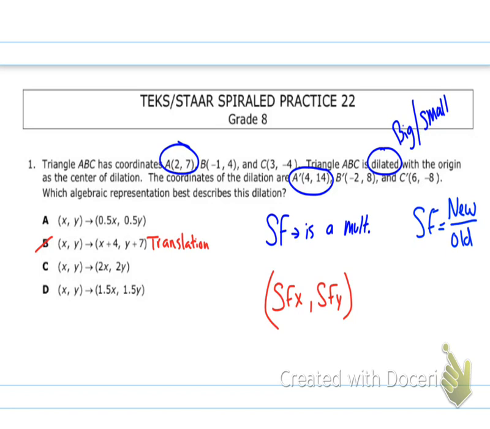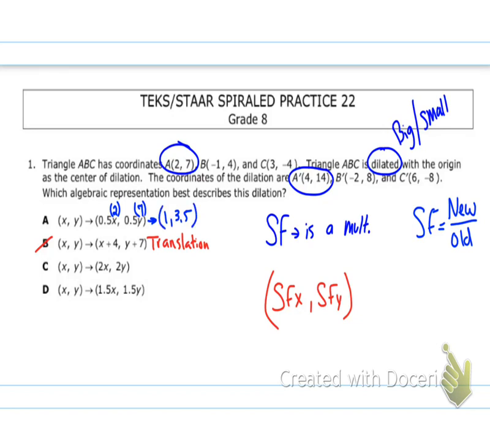Let's say I focus on A. I know that original is 2, 7 and the new one is 4, 14. If I go and check A, all the x values and y values will be multiplied by 0.5. So what's 0.5 times 2? Well, that's 1. And then what's 0.5 times 7? Well, that's 3.5. That means that if I were to check A and do 0.5 times 2 and 0.5 times 7, that would give me an answer of 1 comma 3.5.